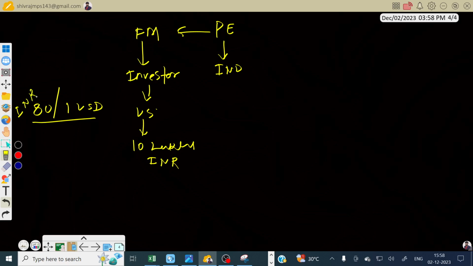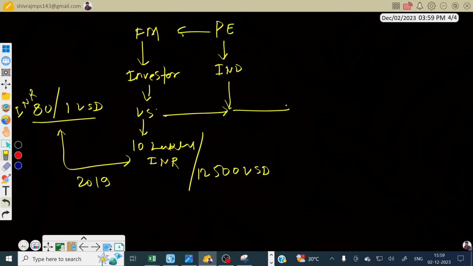So if you now divide 10 lakh by 80 rupees, it would be basically around only 12,500 USD at this ratio. Let's say this deal happened in 2019, and the rupee to dollar price was 80 INR, right? So let's say the fund manager raised funding of 10 lakh from the US investor in India, and this investment was invested in highly risky equity or startups.